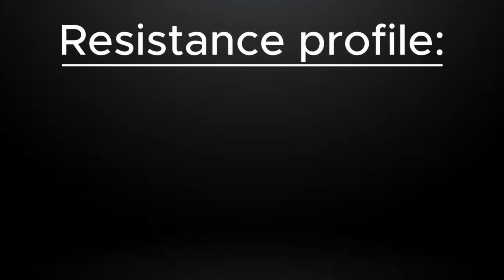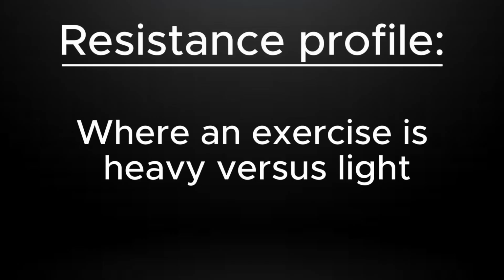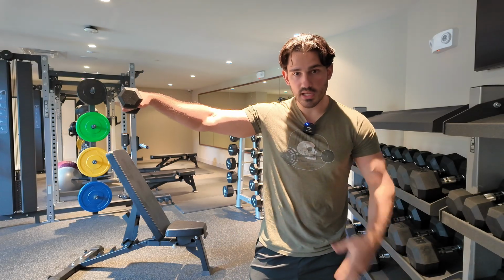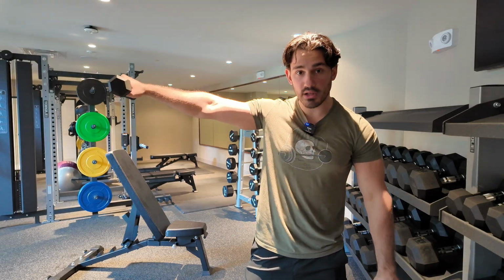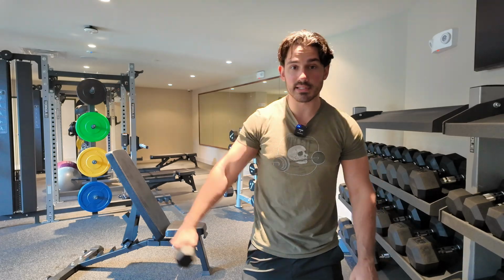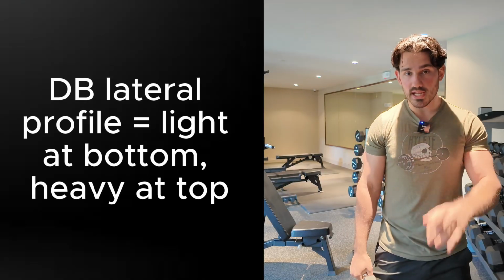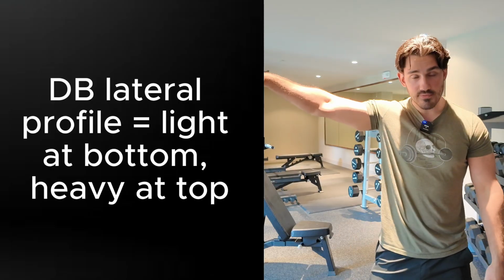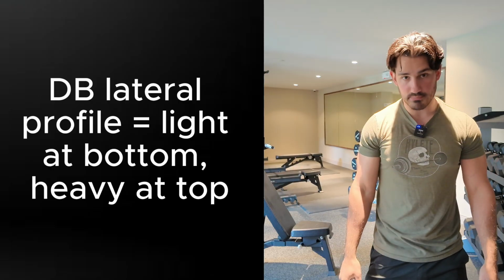But first of all, really briefly, a resistance profile is basically a fancy term to say, hey, where in the motion, where in the exercise you're doing, is it heavier versus lighter? So just as one example, if you're doing a dumbbell raise, you all intuitively know the dumbbell feels heavier here and it feels lighter here. The dumbbell lateral raise done like this, therefore, has a resistance profile that is heavy at the top, light at the bottom. But how do you know that from a physics perspective?